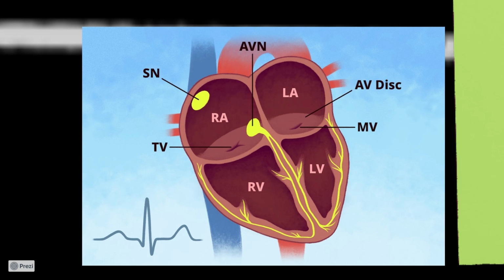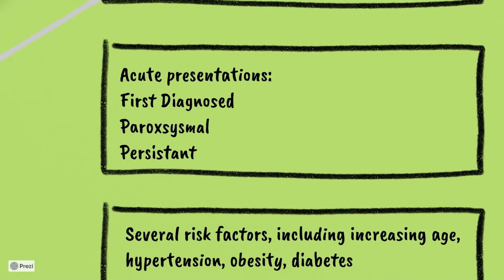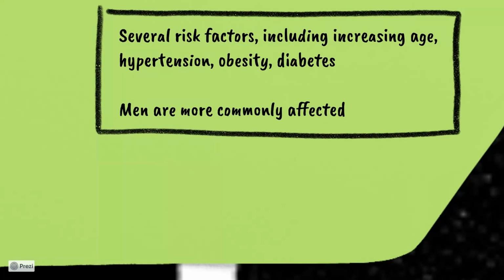When we classify atrial fibrillation, we can categorise acute presentations into first diagnosed AF, paroxysmal AF, which lasts for less than 7 days, or persistent AF, which lasts for more than 7 days. There are several risk factors for AF, which are important to think about during your assessment. These include increasing age, hypertension, obesity, and diabetes, among others. Men are also more commonly affected than women.